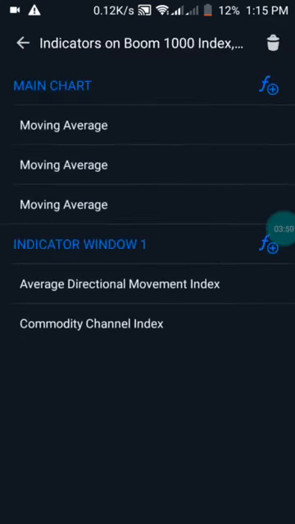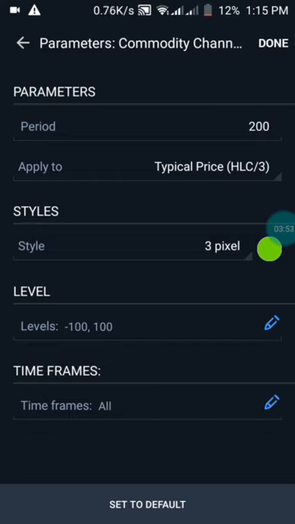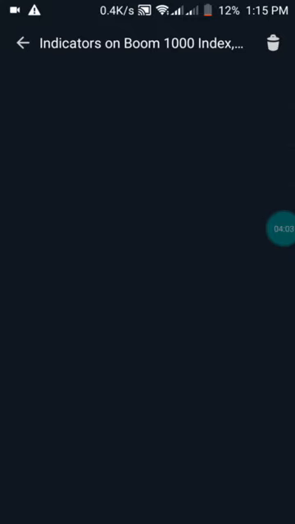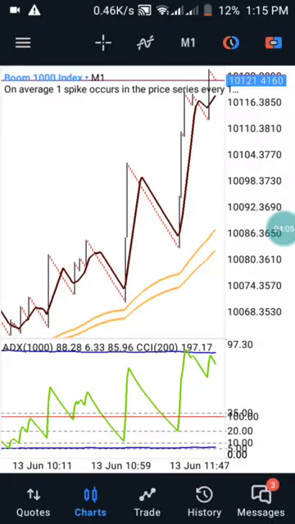When you do that, you go again and add your Commodity Channel Index. We have the period of 200, we apply to typical price, and we have our style as this color. Then you press on done. By doing this, you will have the same settings I have here on my chart. Exactly, this is how you will have it.